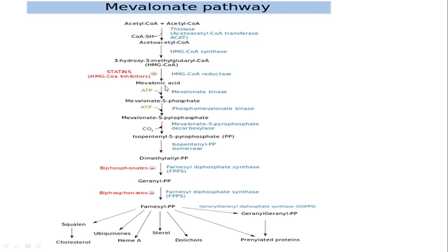So here the mevalonic acid is produced. Now in the presence of the enzyme mevalonate kinase, the mevalonic acid is converted into mevalonate 5-phosphate. From that mevalonate 5-phosphate, in the presence of the enzyme phosphomevalonate kinase, which catalyzes the conversion of mevalonate 5-phosphate to mevalonate 5-pyrophosphate, mevalonate 5-pyrophosphate is produced.